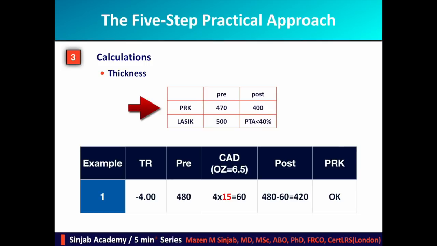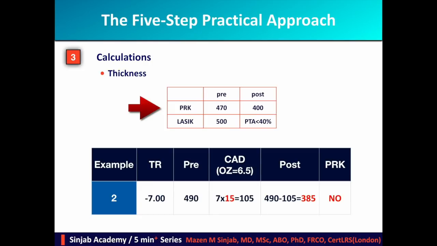Now let's do the calculations for the PRK. If the total refraction is -4 and the pre-op thickness is 480, the calculation of the central ablation depth is 60 microns for an optical zone of 6.5 millimeters, and the post-op thickness, including the epithelium, will be 480, which is the pre-op thickness, -60, which is the central ablation depth, equals 420, which is the post-op thickness. So in this case, I can go for PRK because the pre-op is above 470 and the post-op is above 400 microns, including the epithelium.